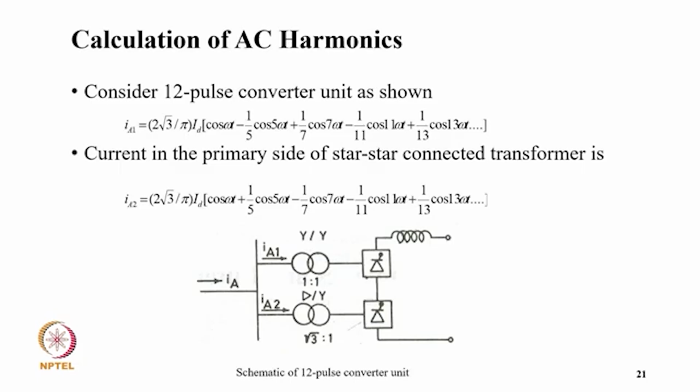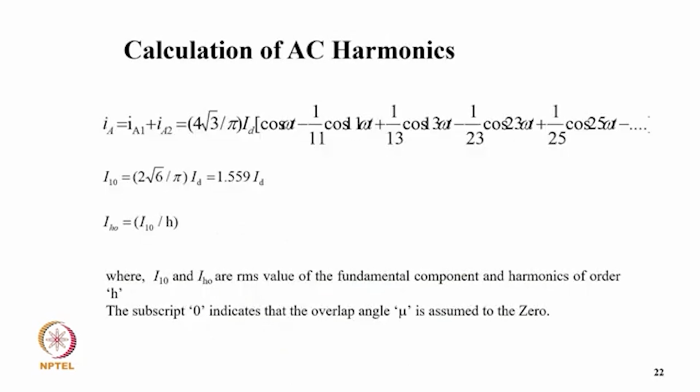So the current on the primary side of the star-star connected transformer is IA1 equal to 2 root 3 by pi ID [cos omega t plus 1 by 5 cos 5 omega t minus 1 by 7 cos 7 omega t minus 1 by 11 cos 11t plus 1 by 13 cos 13 omega t]. That is for the second converter. And as for the connection, you can clearly see, we already discussed in detail. So the net current will be a sum of both, where the lower harmonics are eliminated.